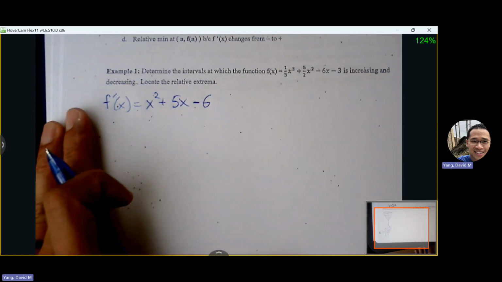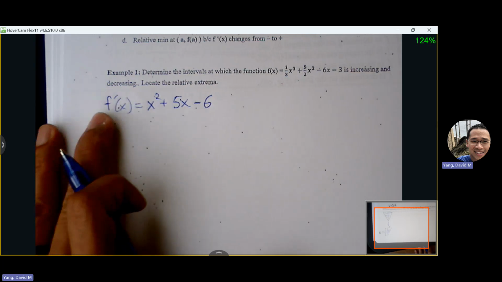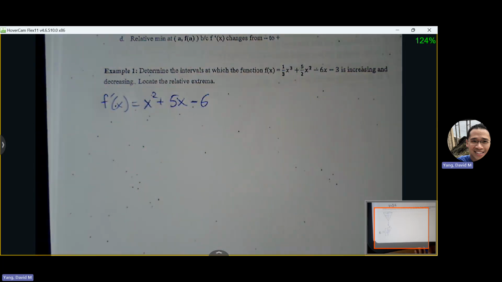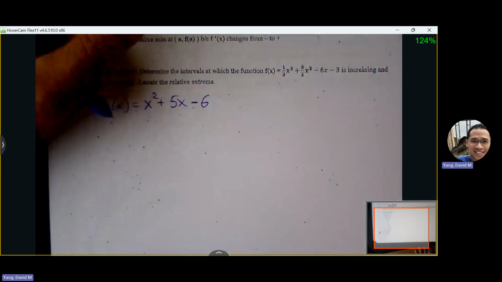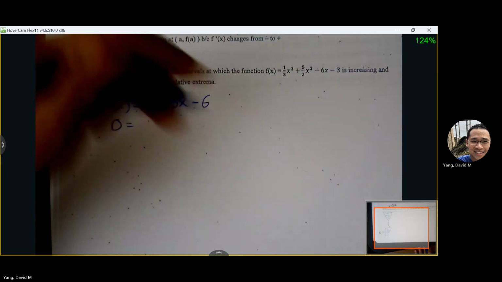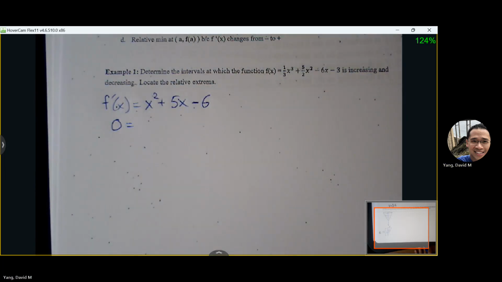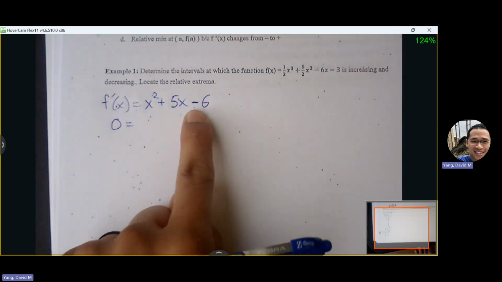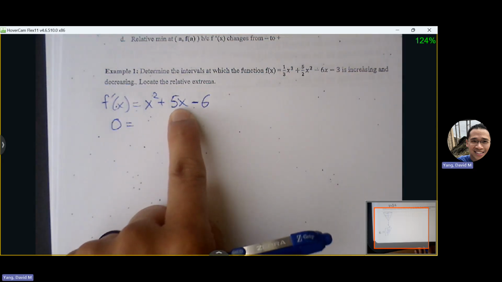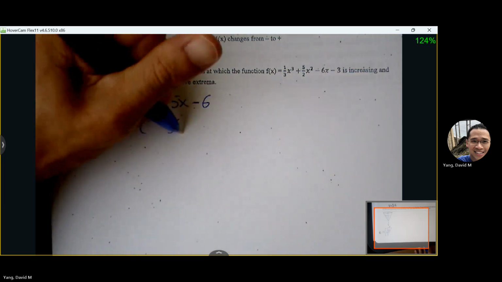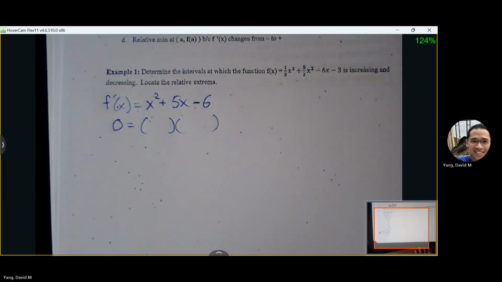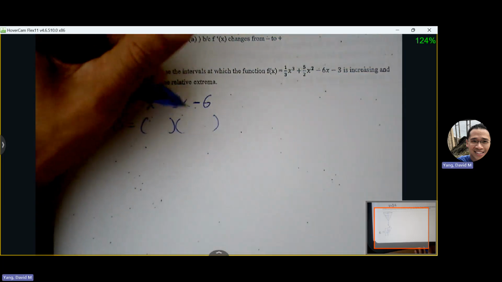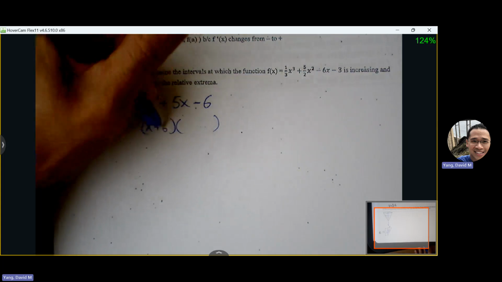Okay, we're going to set f prime equal to 0 to find our critical points. Normally, we'll set the numerator and the denominator equal to 0, but there's no denominator, so just the numerator. So multiplies to be -6, adds up to be 5. So 6 and -1, so x plus 6.